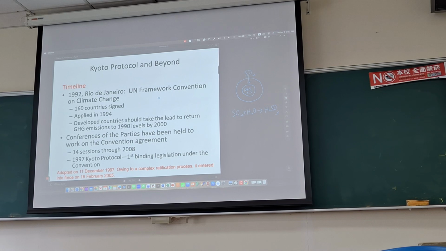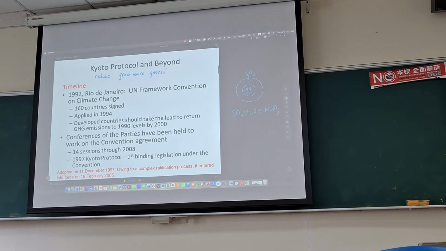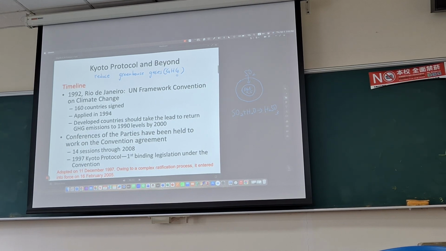The next, I would like to talk about the Kyoto Protocol. I already mentioned this before. The Kyoto Protocol and beyond. So this is the global effort trying to reduce greenhouse gases, GHG. You know this before, right? The Kyoto Protocol is a global effort, not a single country.